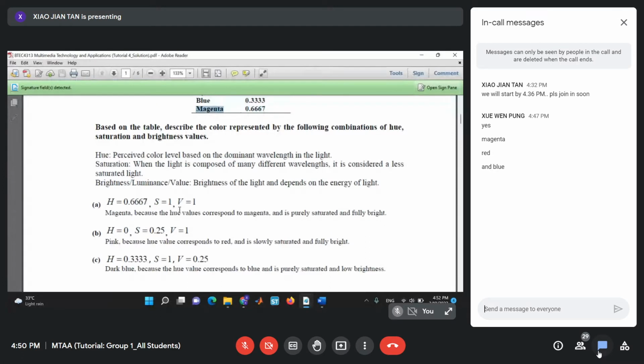But magenta alone is not sufficient. You have to look into S and V. So it is magenta, because the hue value corresponds to magenta and it is purely saturated and fully bright.